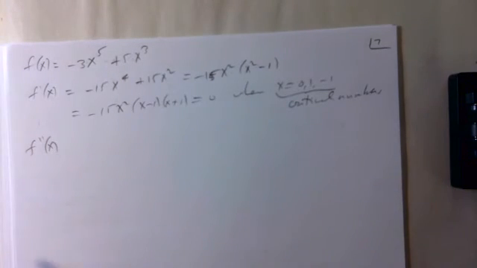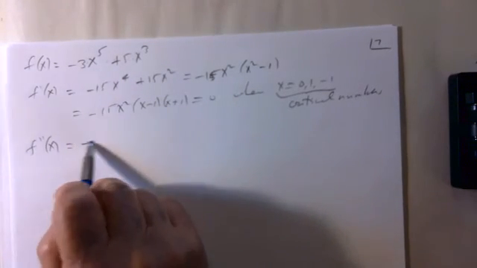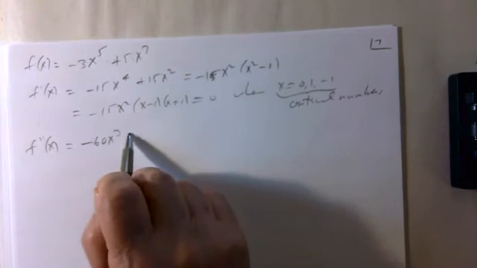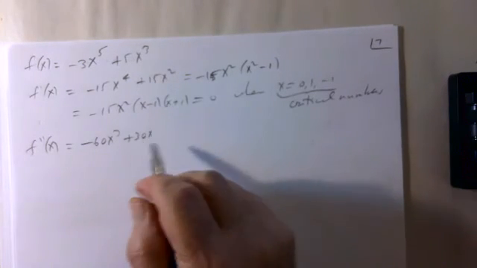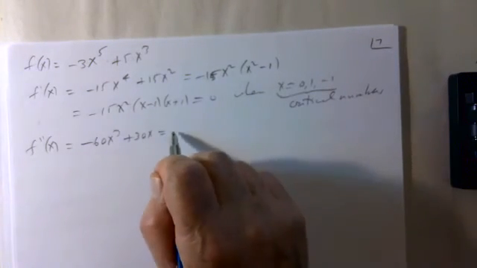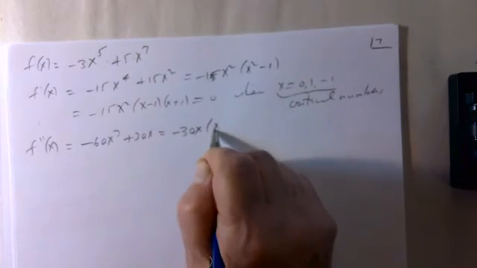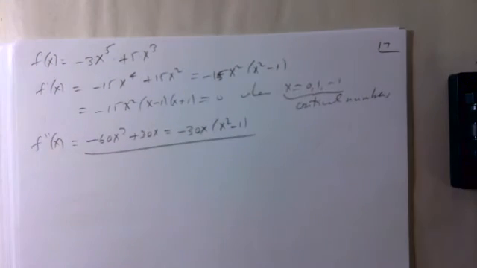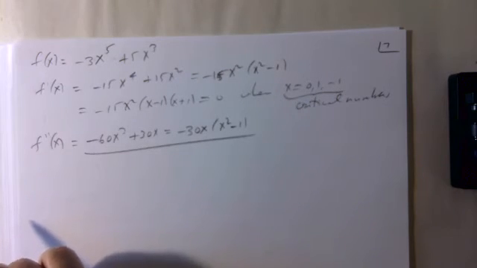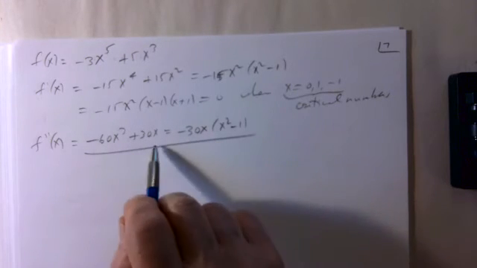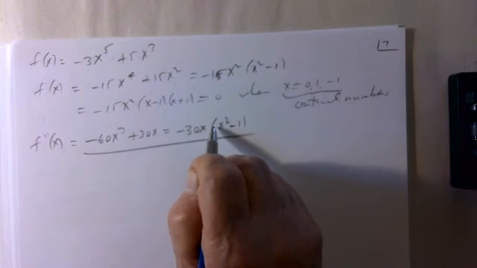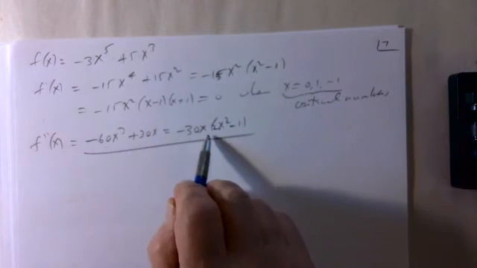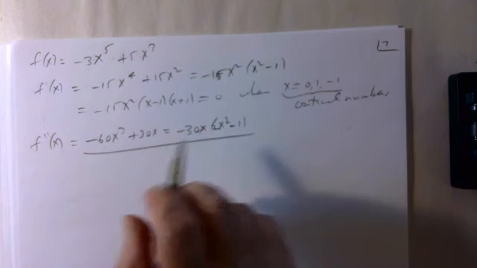What is the second derivative? It is minus 60x cubed plus 30x. So that is equal to, let me write it as minus 30x times x squared minus 1. Oops, that's not right. Minus 30x times 2x squared minus 1. Okay.